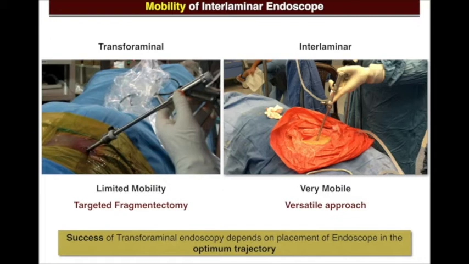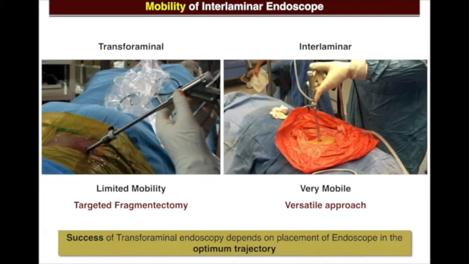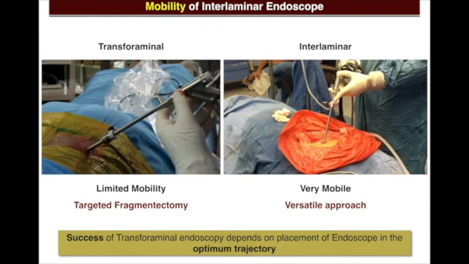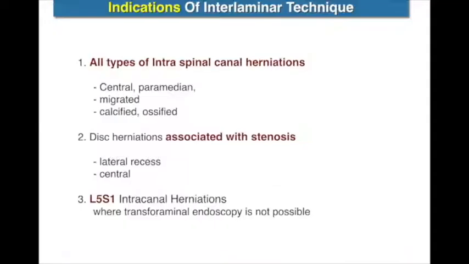Transforaminal endoscopy has very limited mobility as compared to interlaminar endoscopy. This is because of the narrow intervertebral foramen and the working cannula, which is anchored inside the annulus. In interlaminar endoscopy, on the other hand, the working cannula is freely floating in the epidural space and the endoscope can be angulated, tilted, rotated in any direction to look into every nook and corner of the spinal canal.